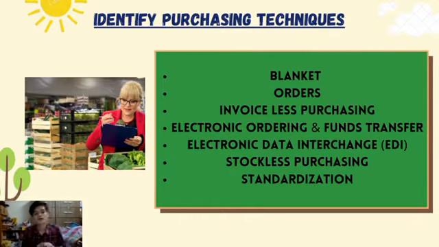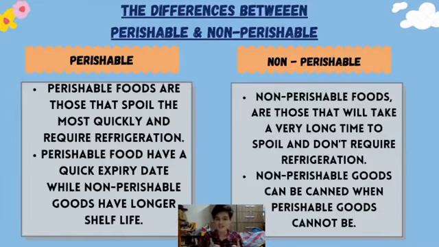Number 4, stockless purchasing: developing with the supplier a means of reducing inventory costs by the supplier holding the inventory. And the last one, number 5, is standardization, a technique for reducing purchases of specialized items when in fact a similar standard product is commercially available. Now we continue to the next slide.